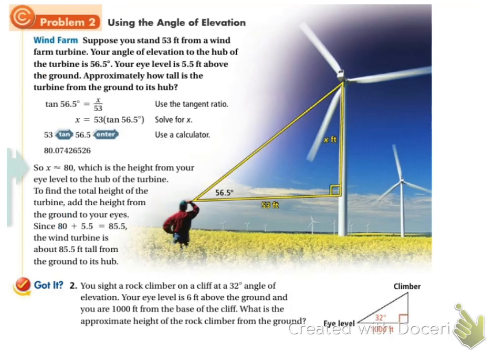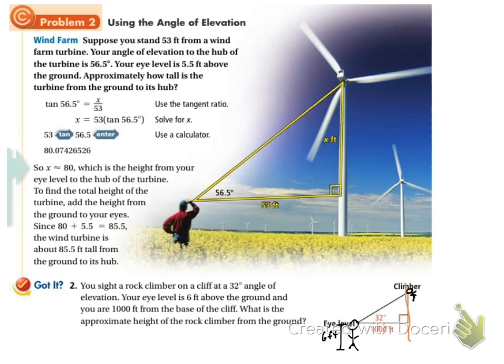So let's try using a problem. So we will use this triangle down here. It says you sight a rock climber on a cliff at a 32-degree angle of elevation. So there's a person here. That's what that eye level thing is. Looking up at this climber, so there's another person up here, but he's climbing. Your eye level is 6 feet from the ground. So this is 6 feet. And you are 1,000 feet from the base of the cliff. What is the approximate height of the rock climber from the ground?